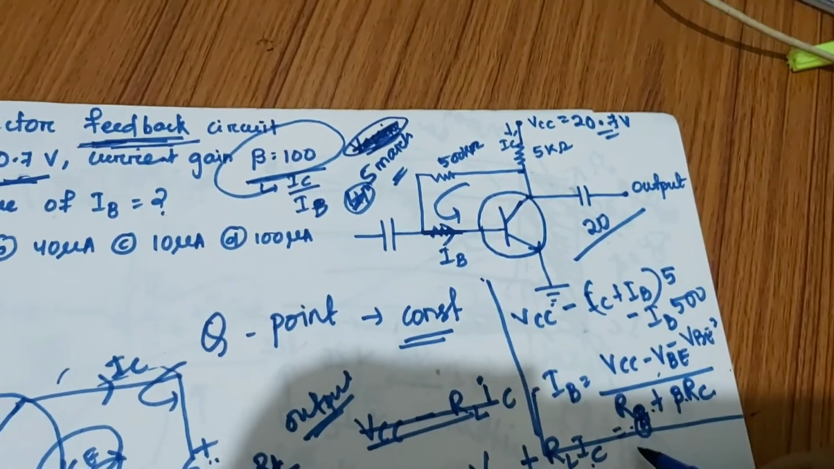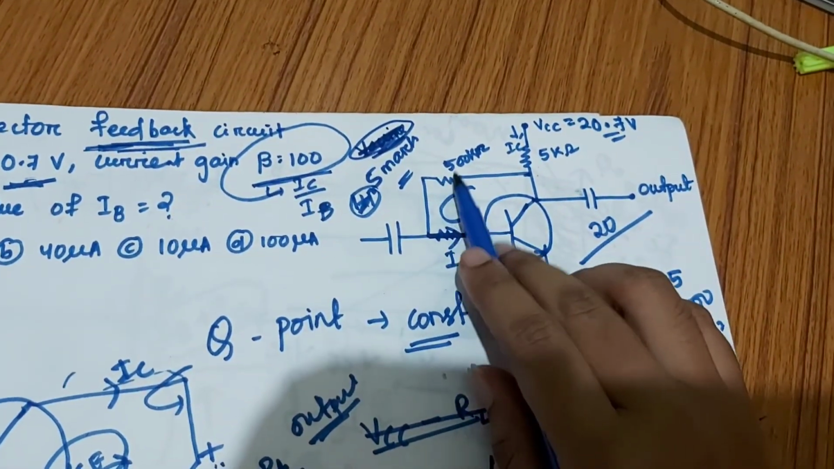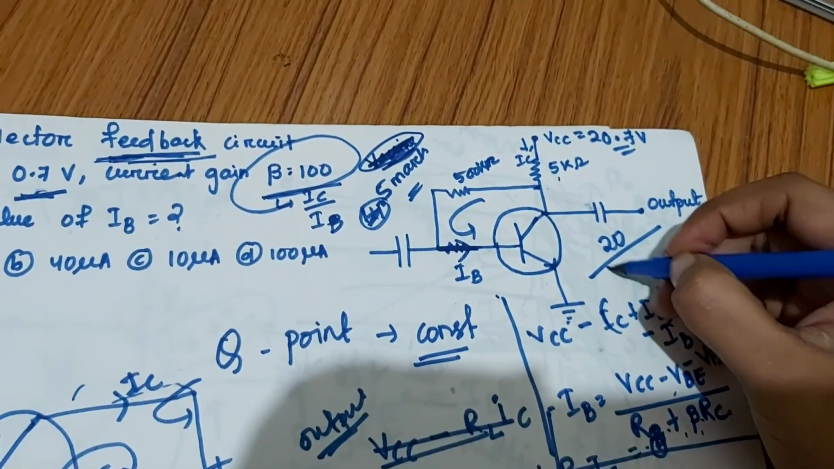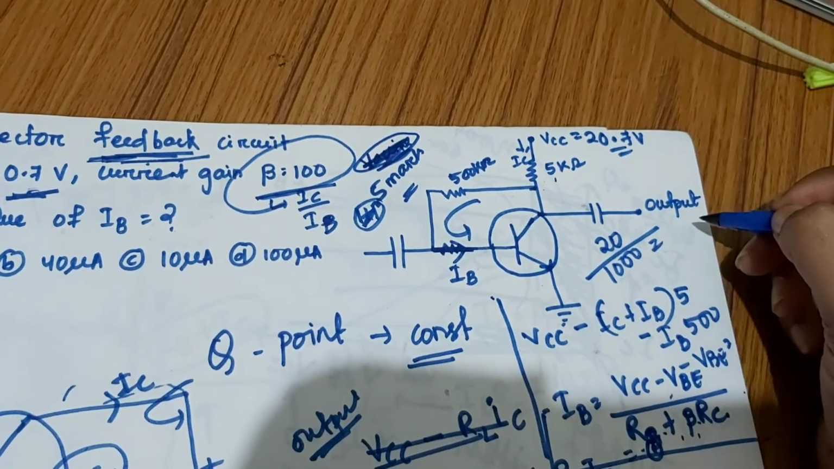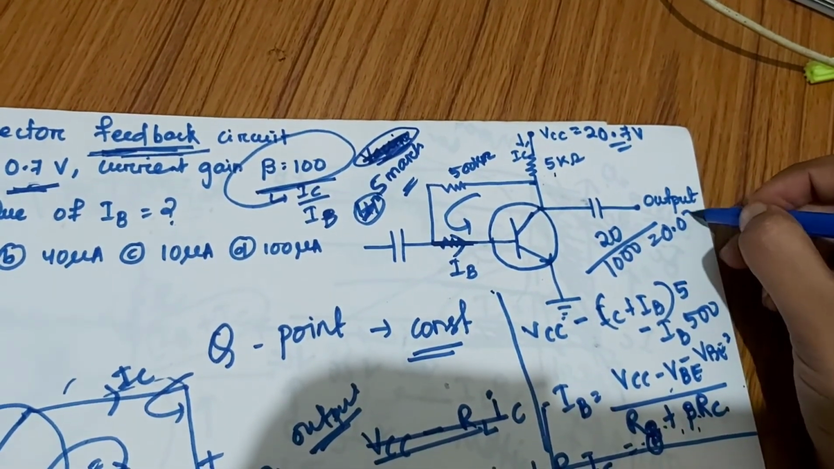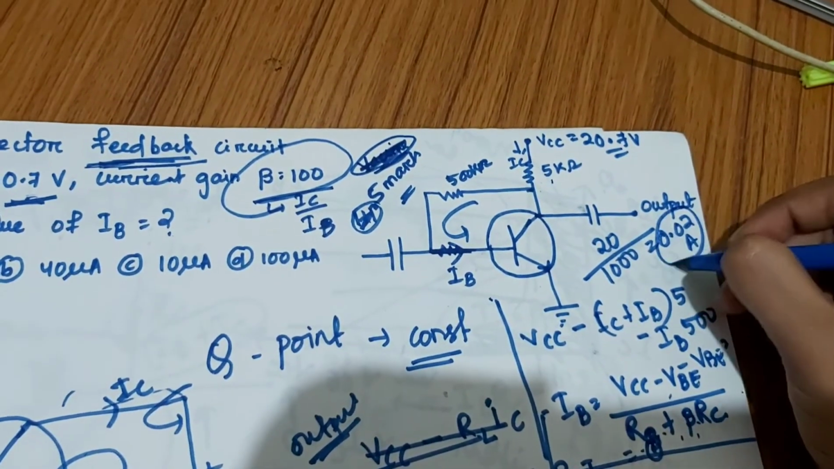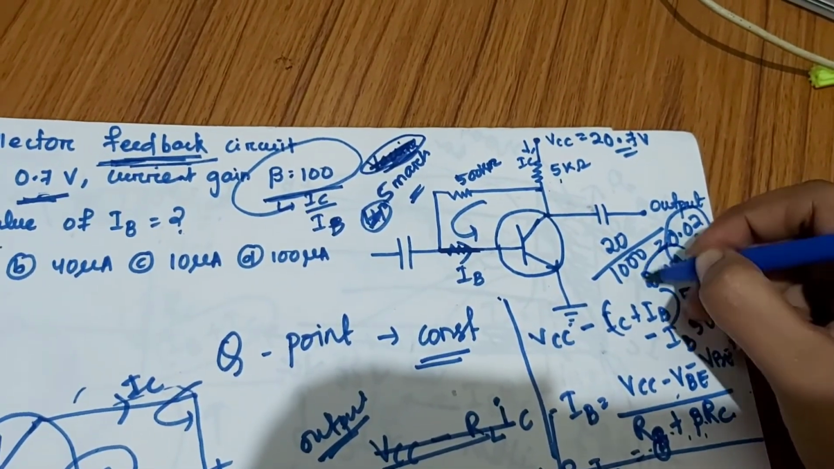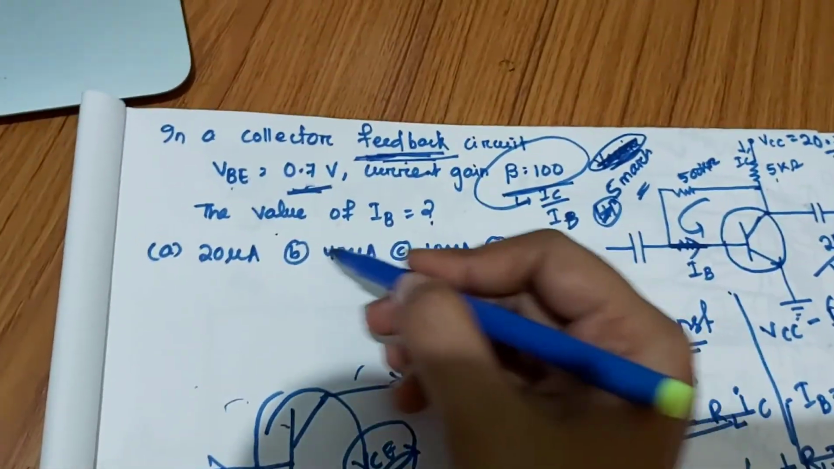RB is 500, RC is 5 and beta is 100. So I get 1000 in the denominator, which gives 0.02 ampere. Converting to microampere, I get 20 microampere. So my answer is this one.